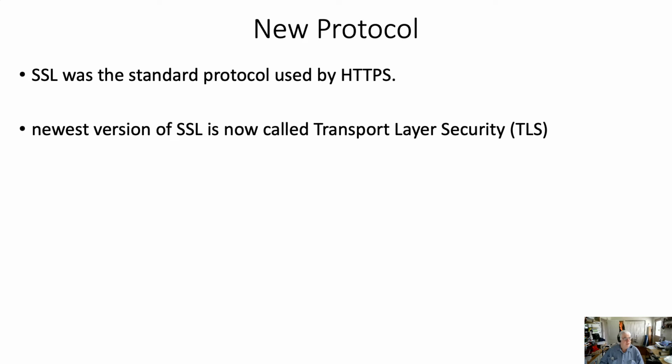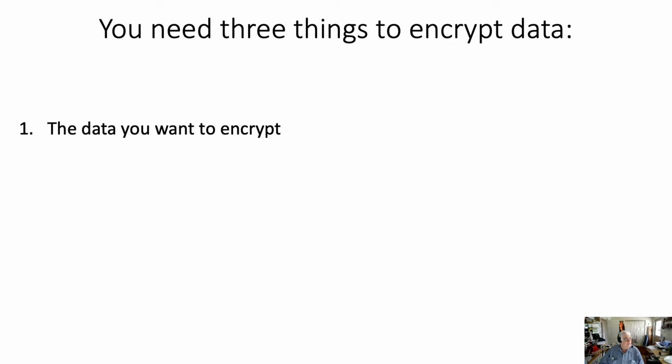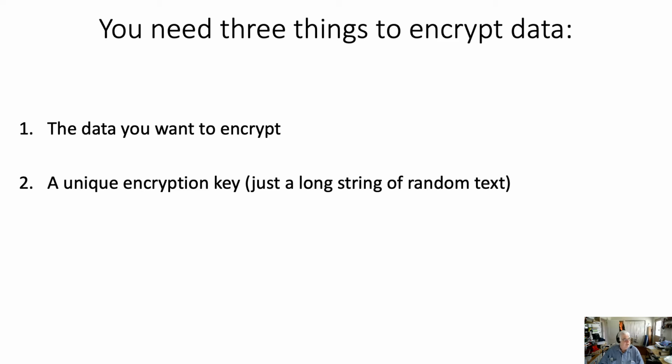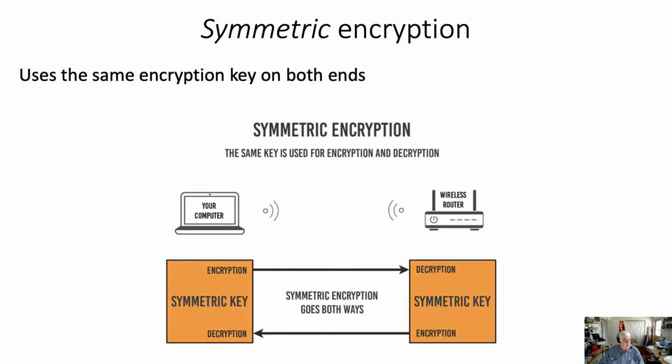So how does it work? Well, in HTTP, you can see everything going back and forth in plain text. But if you do the same connection over HTTPS, it's encrypted and it becomes garbage if you don't have the key. So SSL was the standard protocol used for HTTPS. They came up with a newer version called Transport Layer Security, TLS. They're essentially the same thing, a little bit different technology, but typically it's called SSL/TLS since both monikers are used interchangeably. We'll discuss the newer TLS.